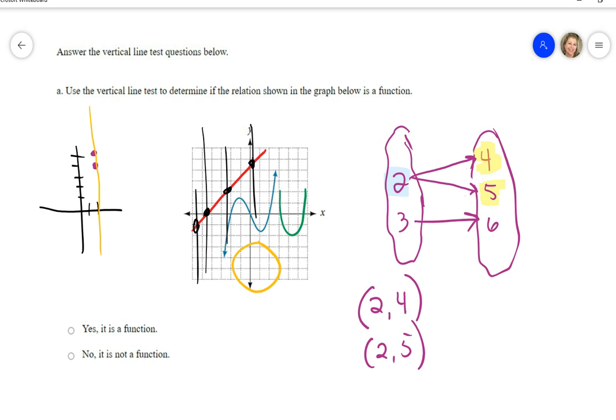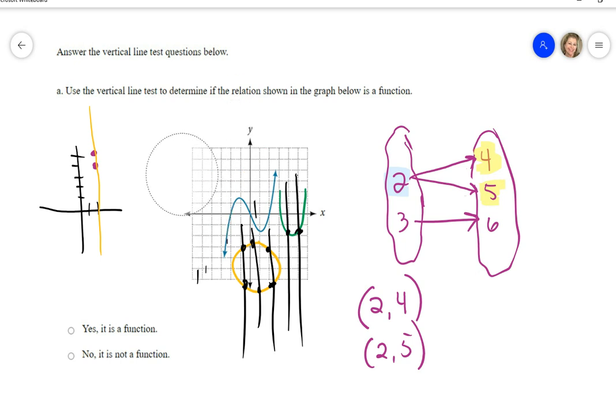But look at the yellow one. When I draw a vertical line through the yellow one, it crosses it 2 places there. If I did it over here, oh, it's crossing 2 places. Here, oh, it's crossing 2 places. I'm finding a bunch of places. You only have to find one. The parabola, if I draw a vertical line, only crosses it once. Draw a vertical line here, only crosses it once. It's only crossing it once in those places.